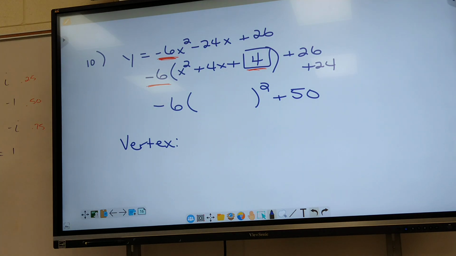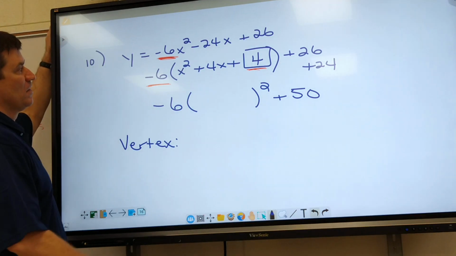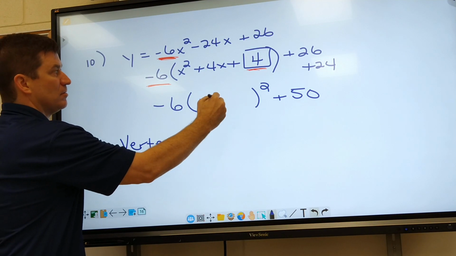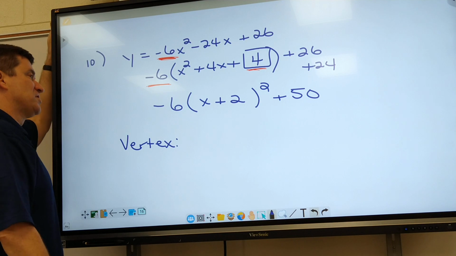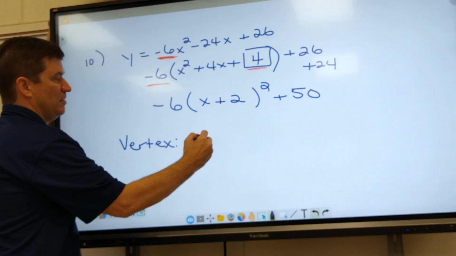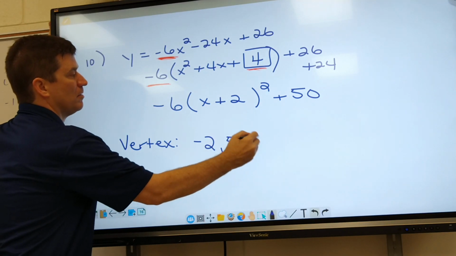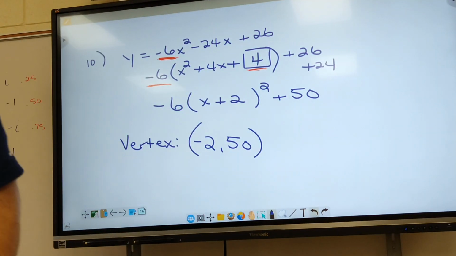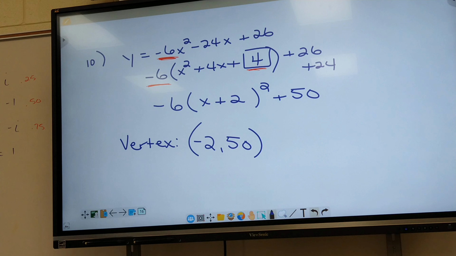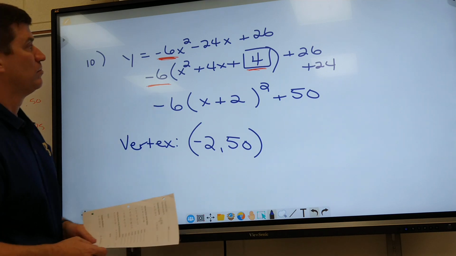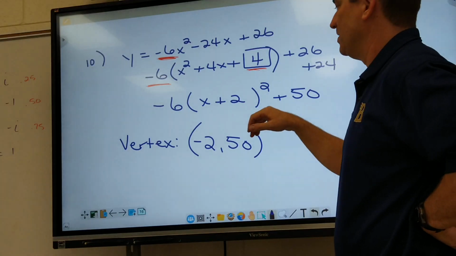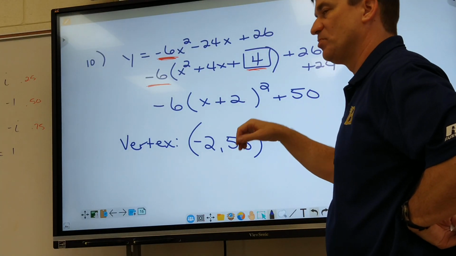Ariana, what goes into parentheses? X plus 2. All right, Ariana, what's my vertex? -2. There you go. Why is it plus 50 there? You only flip the sign on the one in the parentheses. 50 is not in the parentheses, so you just bring down +50.